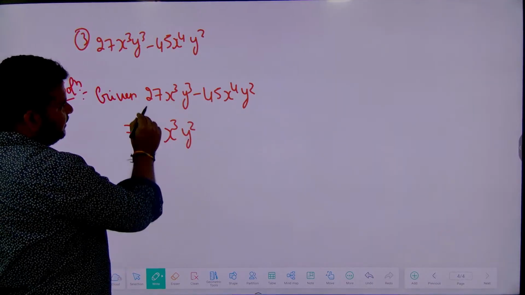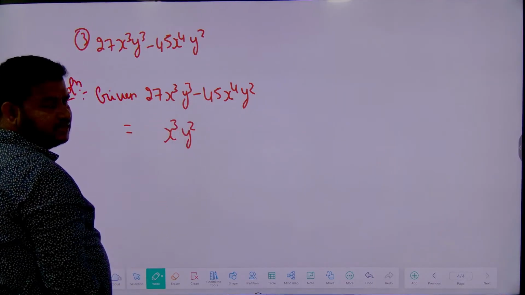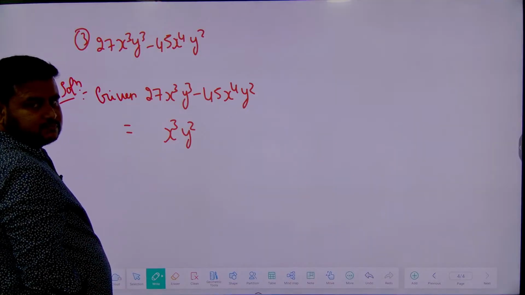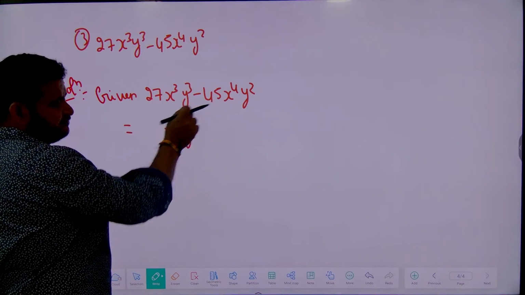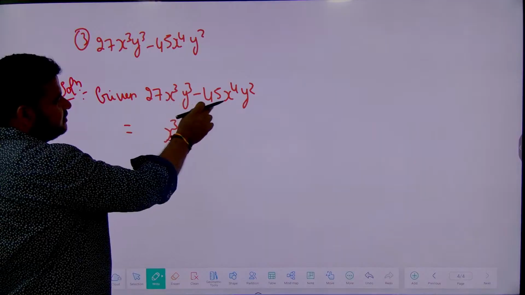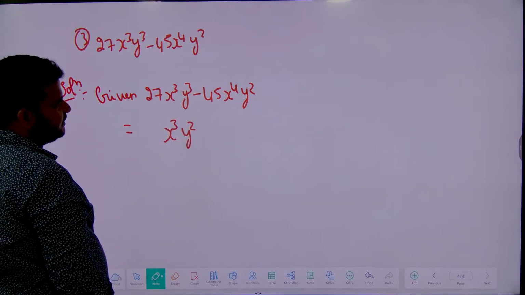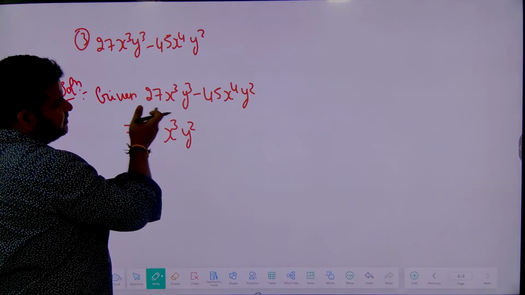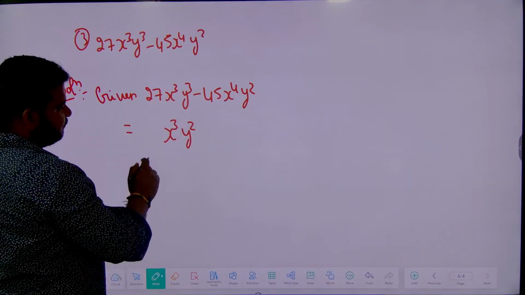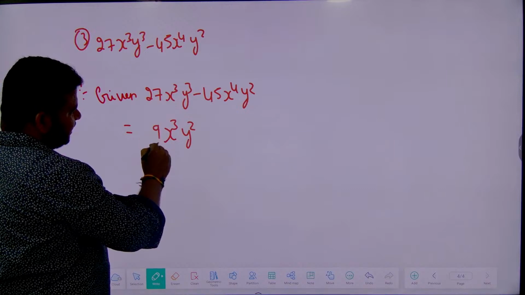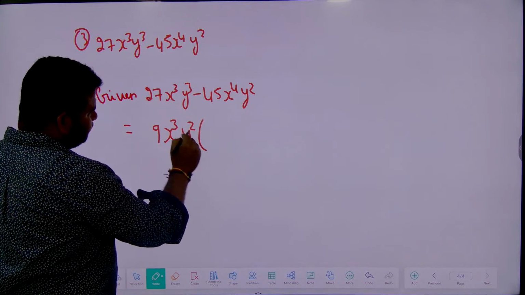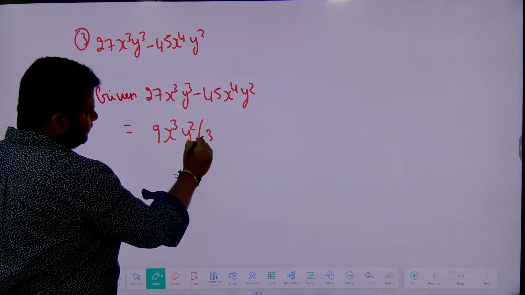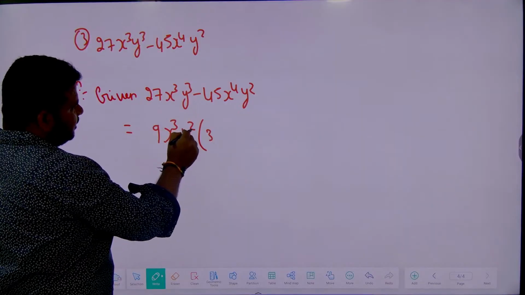Now, 27 is there, 45 is there. In which tables? 3 tables. 3 9s are 27, 3 15s are 45. But further can I do some other table? I can use 9 tables only, right? 9 3s are 27, 9 5s are 45. I can take 9 itself outside. If I take 9 outside, this will become 9 into x cube y square. So, if x cube I have taken outside, 9 into 3. So, x cube has come out. Okay, y square has come out.